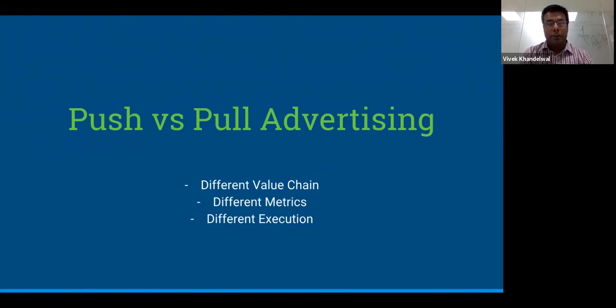Now, because of the difference between the way the user is engaging with the brand in these two formats, the rules are also completely different. The value chain is different, the metrics are different, and because of these two things, the execution strategy is completely different as well. And we'll talk more about how different the execution is for push advertising specifically.